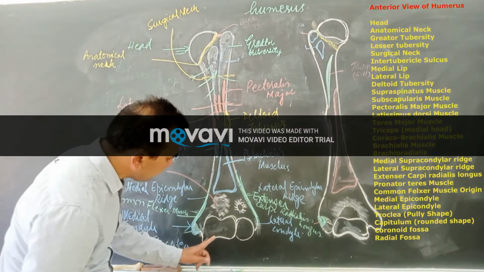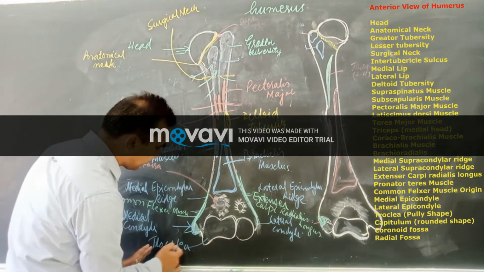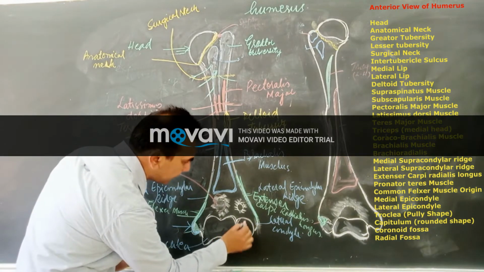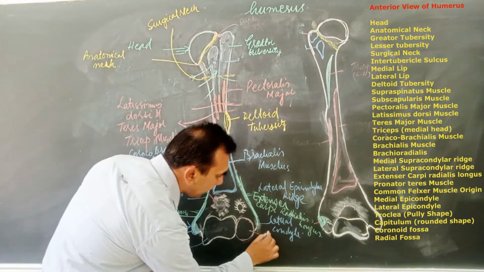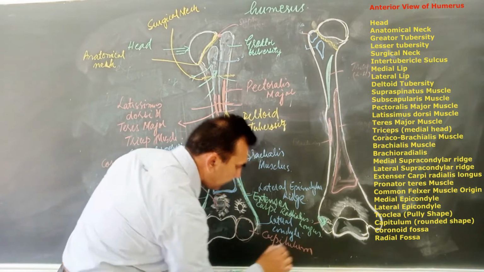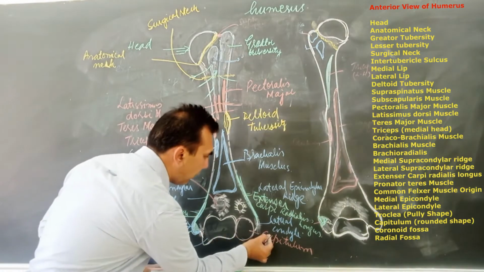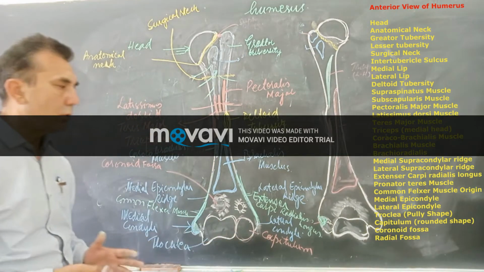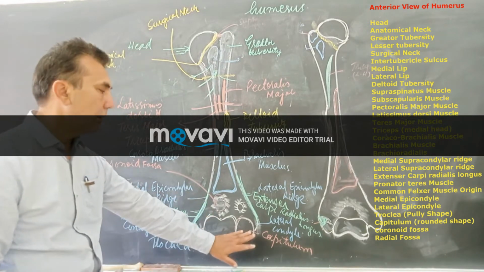And just at the lateral side, adjacent to the trochlea, there is another rounded structure in the lower part. This part is the capitulum. In the capitulum, the head of the radius bone attaches and makes the joint here.